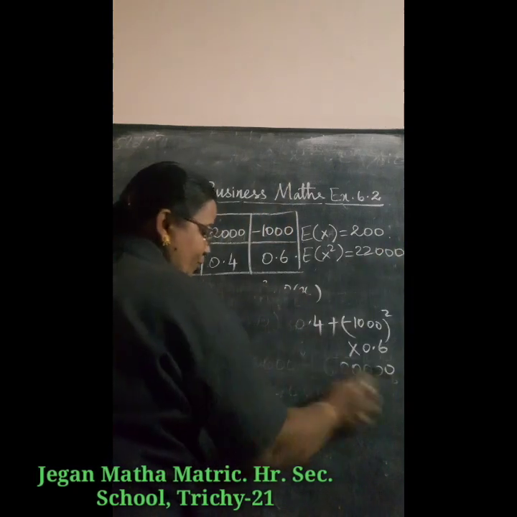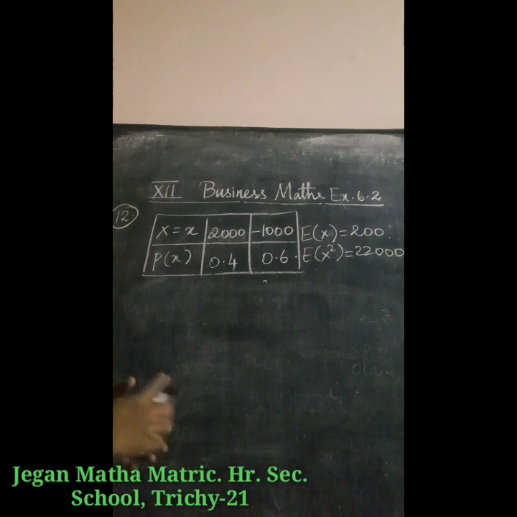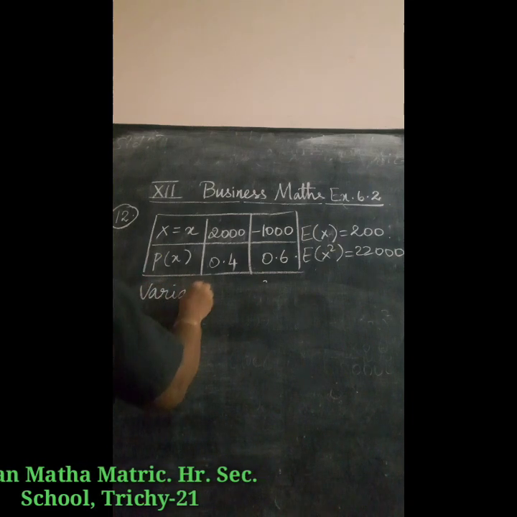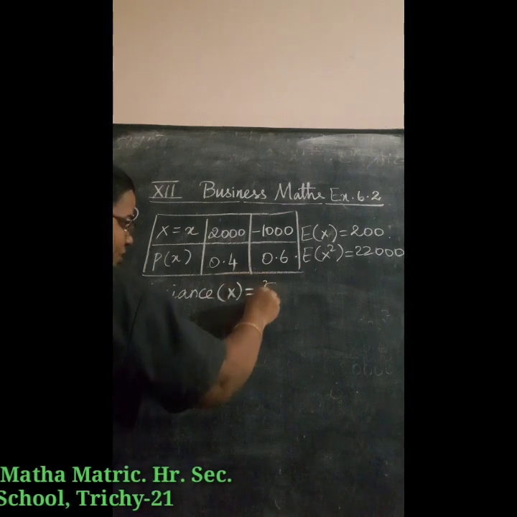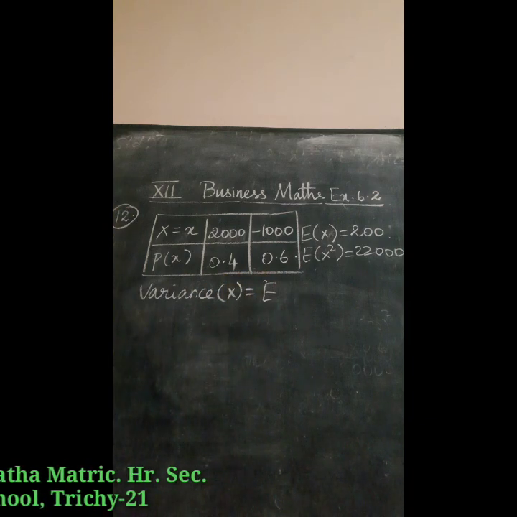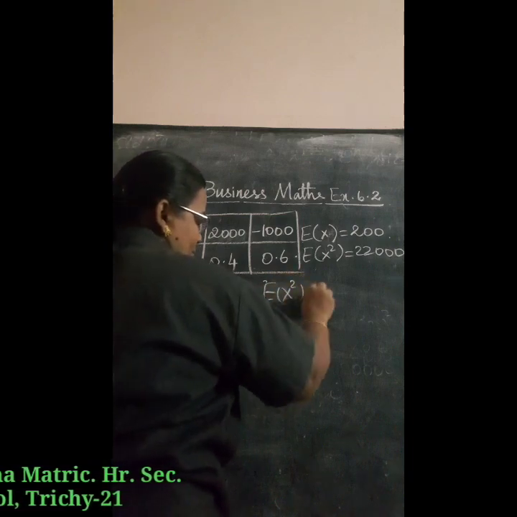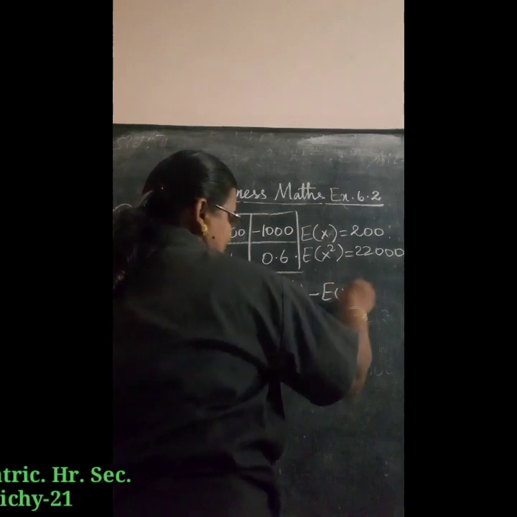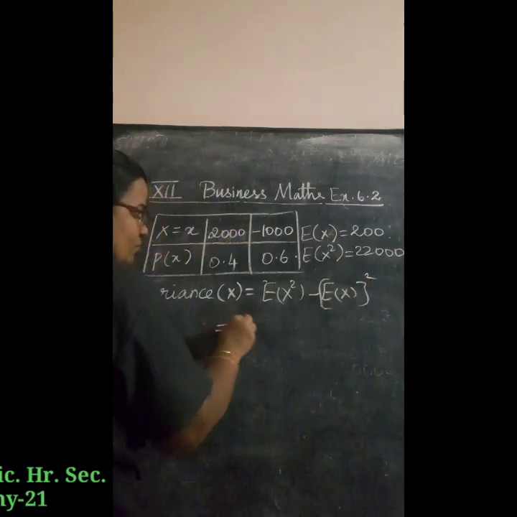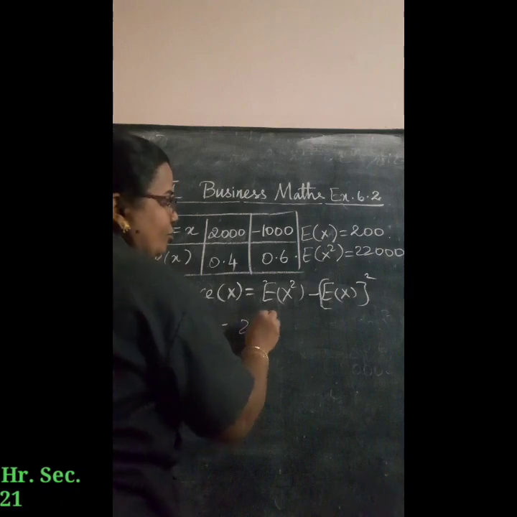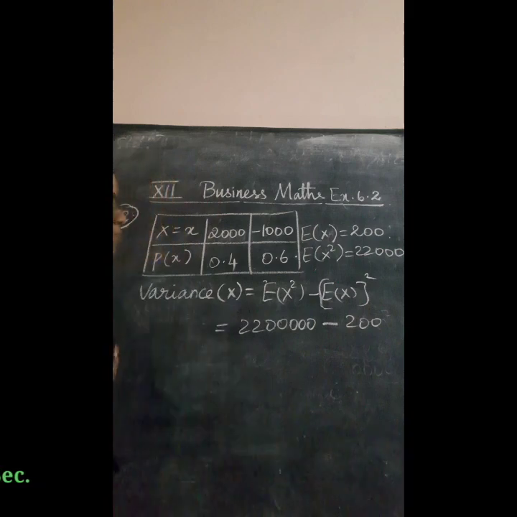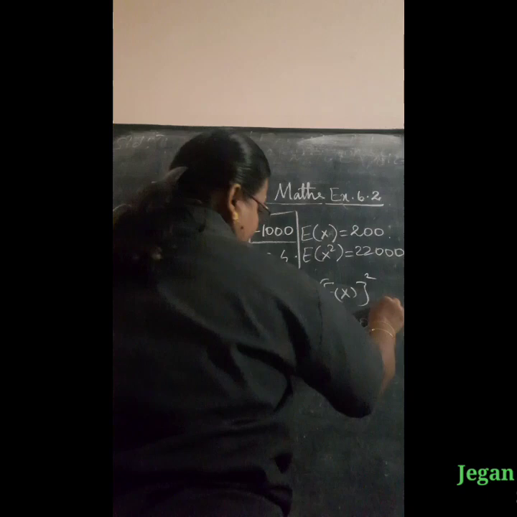Now we are going to find out variance of x. How to find out variance of x? Variance of x is equal to E of x squared minus E of x the whole squared. So that is equal to E of x squared value 2250, you have to put minus 200 the whole squared.